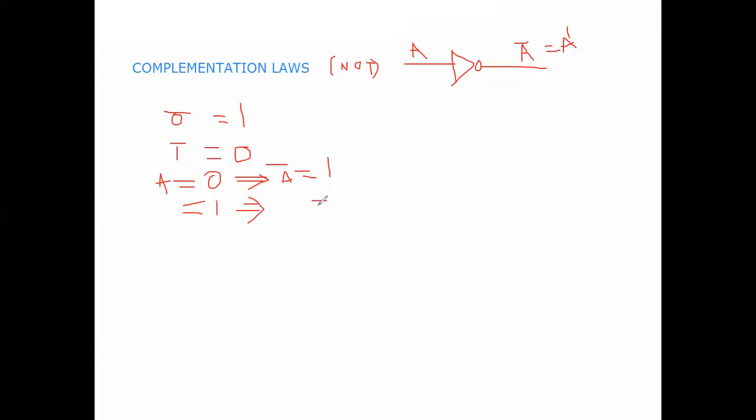A bar equals 0. Okay, already we know this. Here, A bar bar. What is this value? A bar bar means we are applying complement 2 times. Then that will be equivalent to the same variable. A bar bar equals A. Okay? A bar bar equals A.